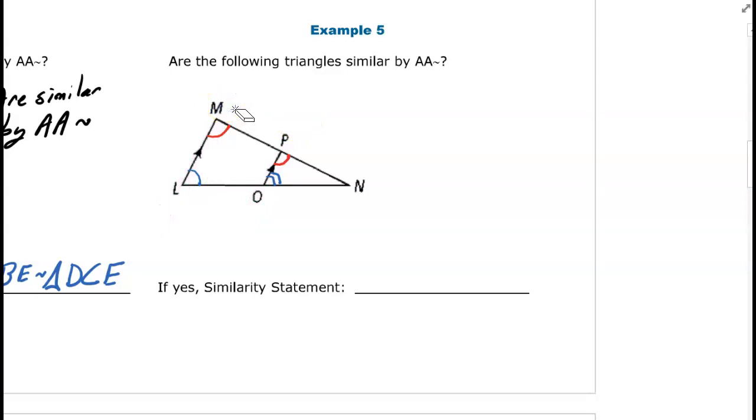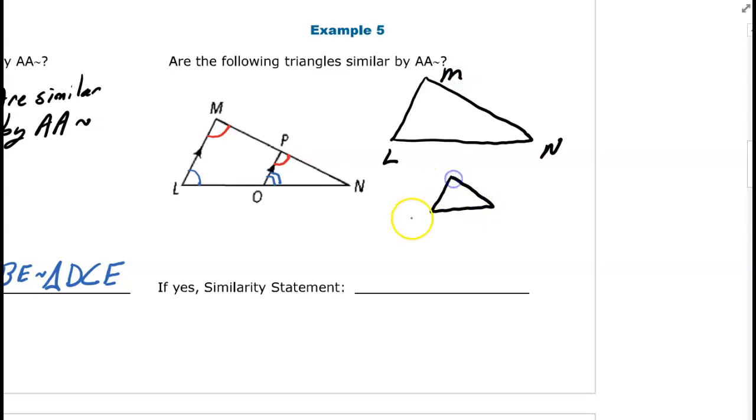So we can see that we have two angles that are equal, and to make this even more clear, I'm going to draw the big triangle just so it's obvious to you. I'm going to draw the big triangle, NLM. I'm going to draw the little triangle, OPN. And I'm going to put the markings that M is the same as P, L and O are the same. So we can see by angle-angle, these triangles are similar. So yes, they are similar by angle-angle for similarity.